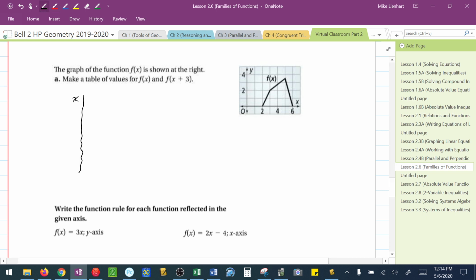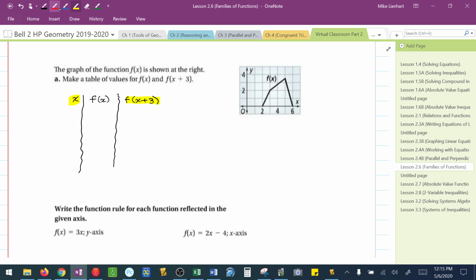The first thing we want to do is identify x's. For the x's that we know, what is the f of x? And then what's going to happen if I move it f of x plus 3, and notice the plus 3 is on the inside, so that's saying moving it left 3. Who's going to change if we move it left? Well, hopefully you recognize, the x is going to be what changes now. If I move it left 3, the x value changes. Okay?